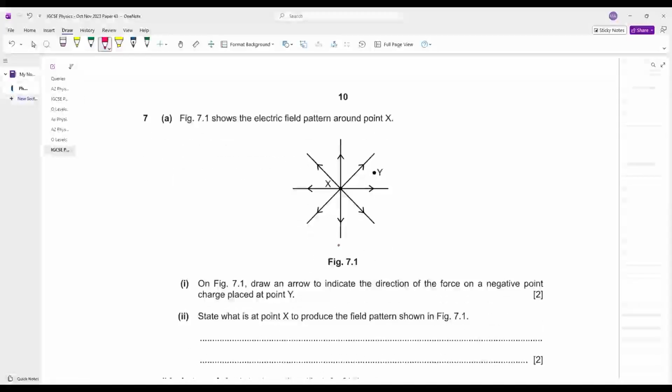Figure 7.1 shows the electric field pattern around point X. Okay, this is the electric field pattern around point X. On figure 7.1, draw an arrow to indicate the direction of force on a negative point charge placed at point Y. Okay.